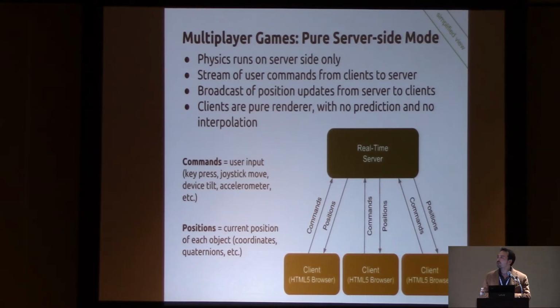So you have streams of commands sent from the clients to the server, and in the opposite direction, you have a stream of positions. For each object in the world, you receive the real-time position in order to render it in the new place. Positions are usually coordinates, quaternions in case of a 3D world, and what you need to bring the visualization on the client side.